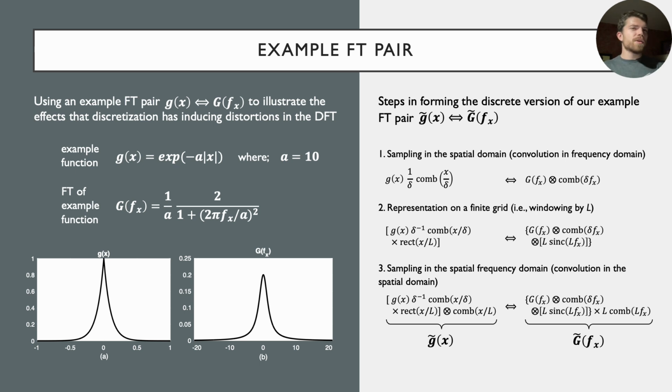Finally, we'll turn our continuous function in the frequency domain into a discrete signal by multiplying by another comb function. This manifests as a convolution in the spatial domain, which serves to introduce periodic replications of our signal in that spatial domain.